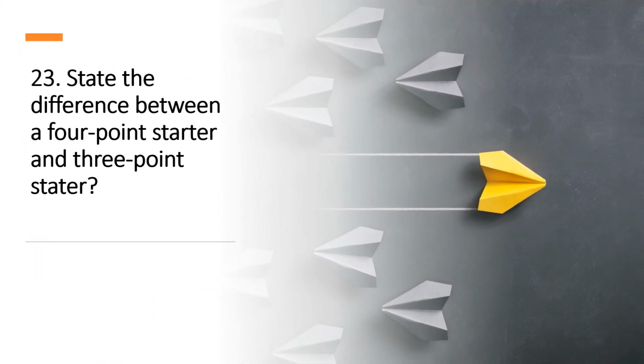State the difference between a 4-point starter and a 3-point starter. The shunt connection in a 4-point starter is provided separately from the line, whereas in the 3-point starter, it is connected with the board, which is the negative aspect of the 3-point starter.